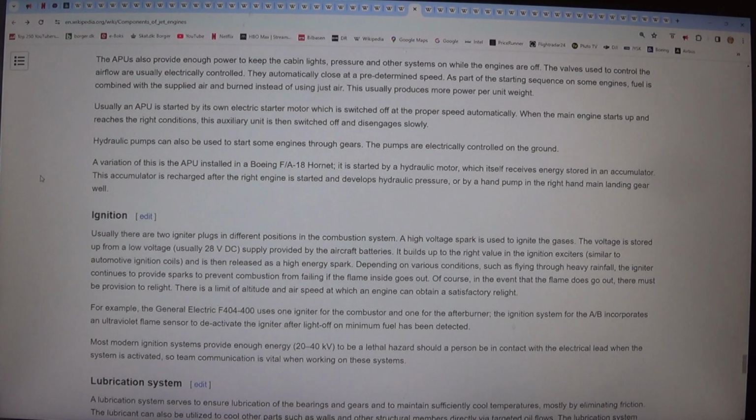A variation of this is the APU installed in a Boeing F/A-18 Hornet. It is started by a hydraulic motor, which itself receives energy stored in an accumulator. This accumulator is recharged after the right engine is started and develops hydraulic pressure, or by a hand pump in the right-hand main landing gear well.